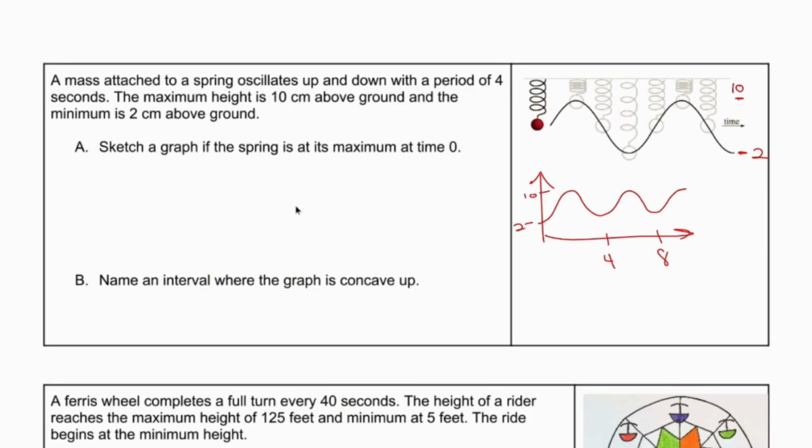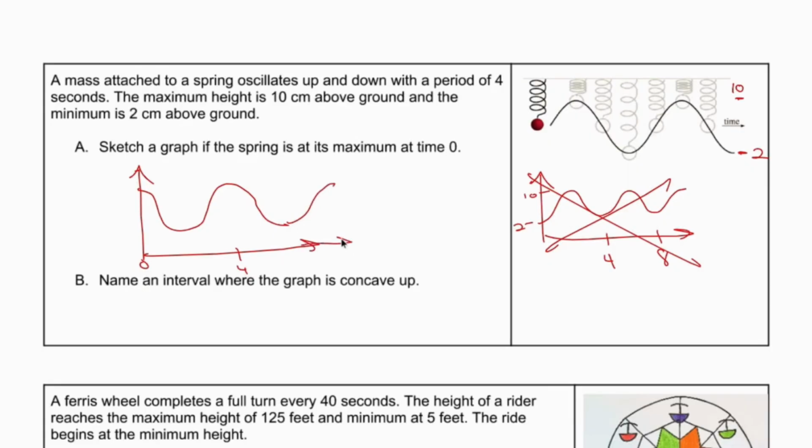Sketch the graph of the spring if the spring is at its maximum. So if it's at its maximum at 0, that means it's going to start up here and then bottom down and then peak and then bottom down. Okay, so it starts out at 0. It hits its maximum again at 4. Okay, and then let's go up here and then hit its maximum at 8. Okay, bottoms out at 2, peaks out at 10.